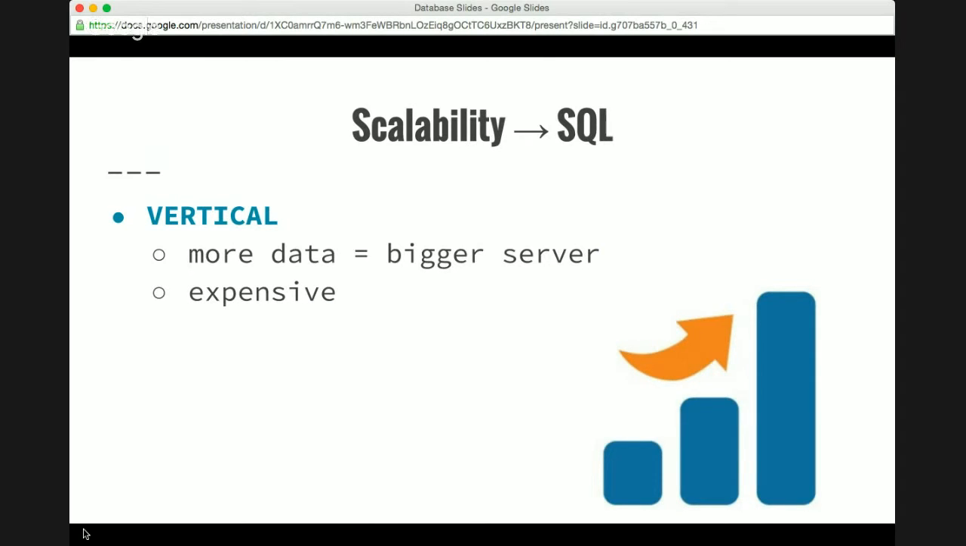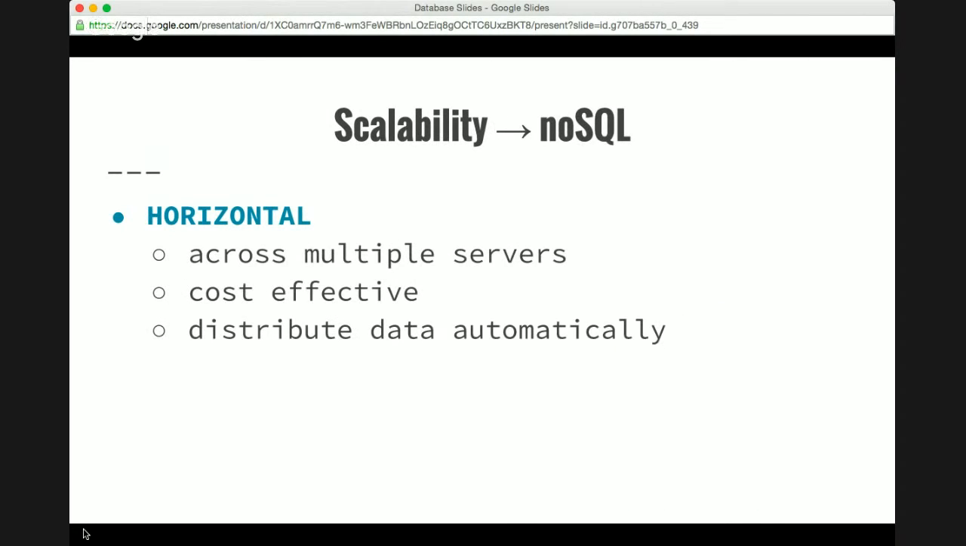The scalability of an SQL system is vertical, and what this means is that the cost can be much more due to the fact that one giant server is required to process all of the data. Now, scalability in a noSQL system is horizontal, and this is less expensive due to the fact that multiple servers are actually able to be used instead of one giant server, and data is distributed automatically.